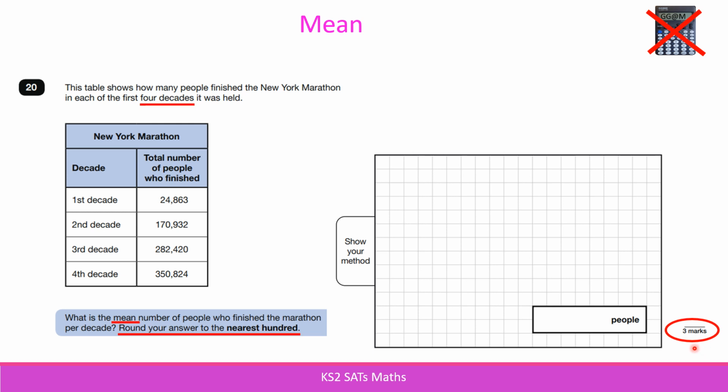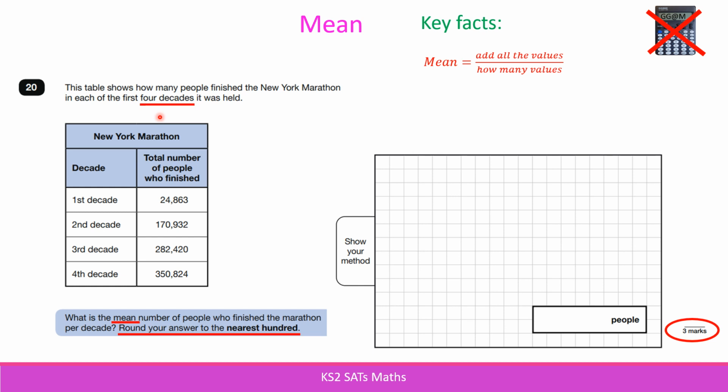This is worth a lot of marks in the exam, one of the biggest mark questions on the exam paper, and you need to be able to know the method, and you need to be able to know the steps, and you need to be able to know how to round. So there's lots of marks here. So your key facts. The mean, you need to add up all the values and then divide by how many values there are. So in this case, you need to add up all these numbers and divide by how many values there are, which is the 4 decades which you're told is in the question. So you're going to be dividing by 4.